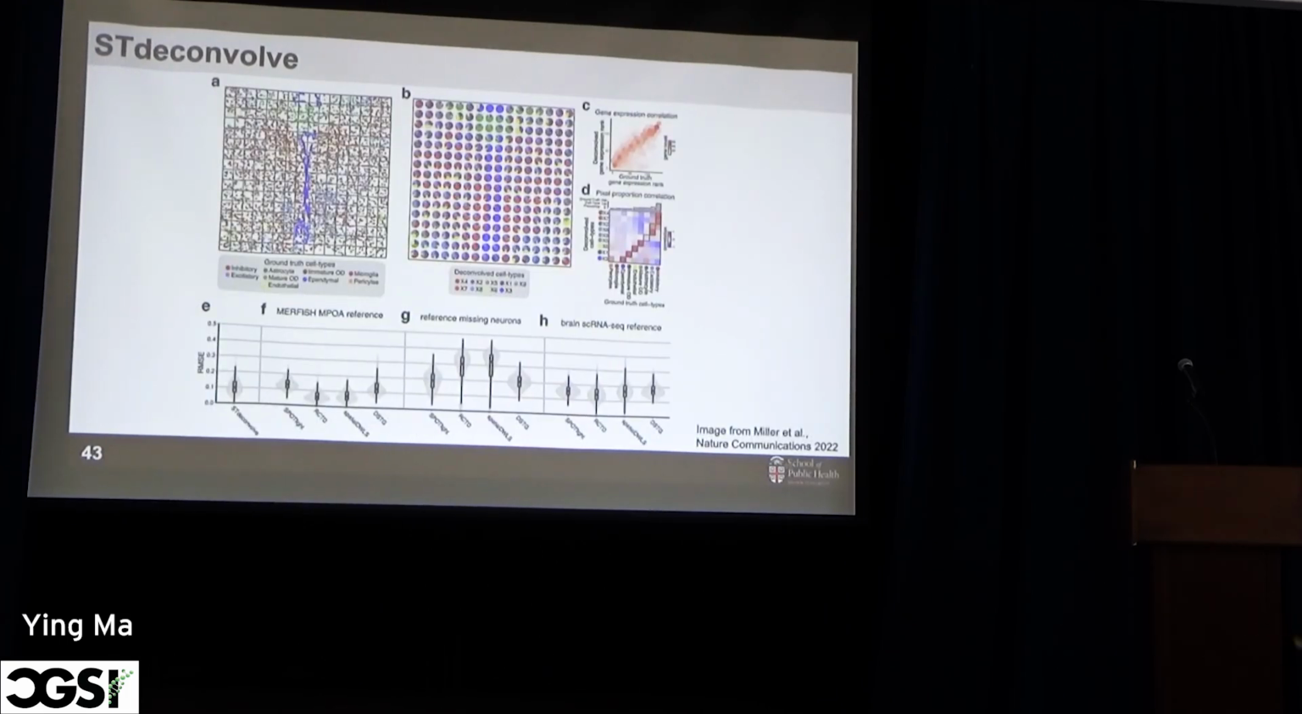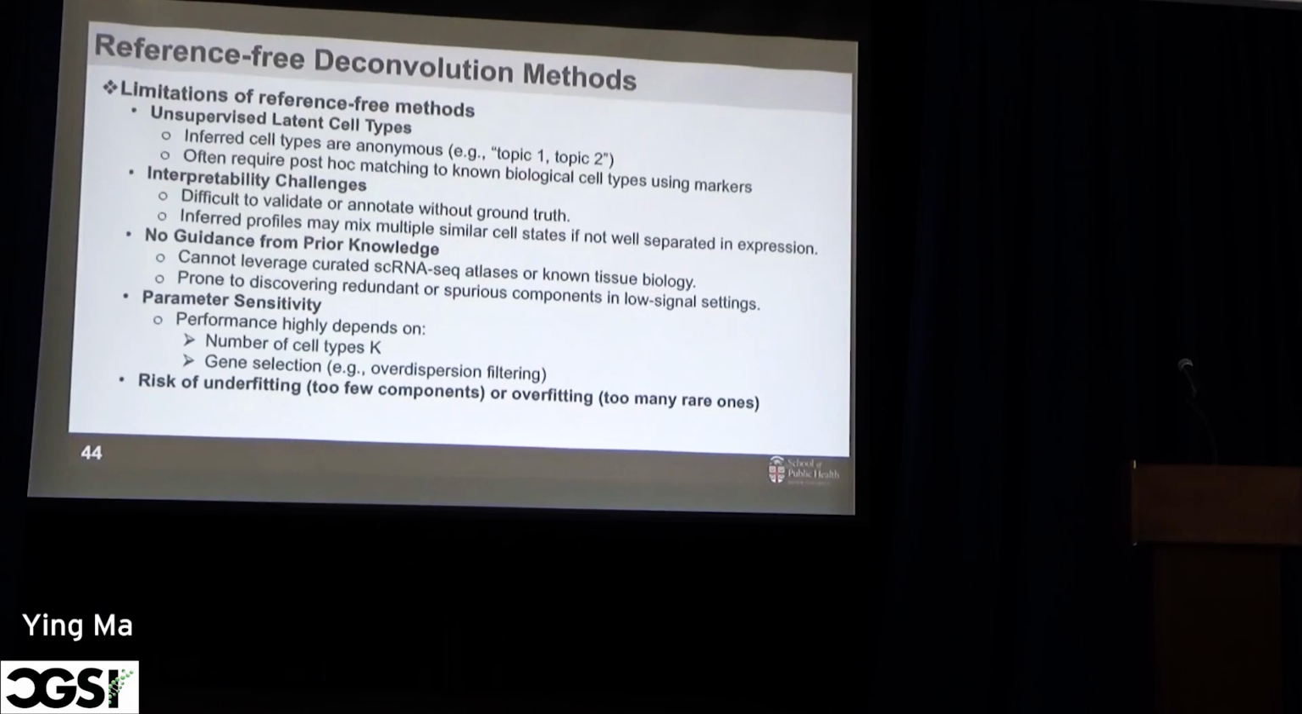The main selling point for this method is that when you have a good quality reference, your performance is actually comparable with all these reference-based methods. However, if there are, let's say, missing cell types, or if you are even using a not-so-good quality reference, then they want to say that they can achieve better accuracy in terms of the deconvolution.